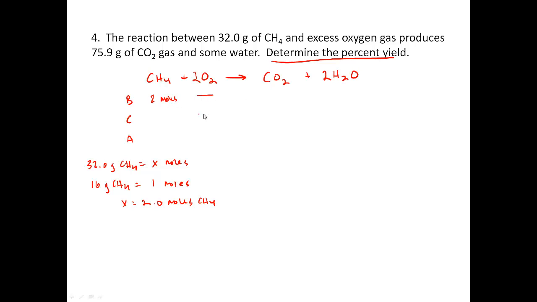Excess oxygen, let's not worry about that. We're going to react completely our 2 moles of CH4, and we're going to get 0 moles at the end. We're asking about CO2 gas here, right? So let's figure out how many moles of CO2 gas we're going to make. Well, the ratio is 1 to 1. So if I react 2 moles, I'm going to start off with 0. If I react 2 moles of CH4, I'm going to make 2 moles of CO2 and 4 moles of water.